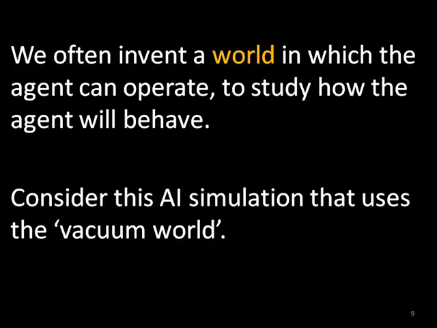Usually, we're not trying to make an AI that can operate in the actual physical world that we live in, because that's a very complex problem to solve. Usually, we invent a world in which the agent can operate to study how the agent will behave. We're usually doing this in order to simulate some specific scenario that actually does exist in the real world. And I'll give you an example of this using an AI simulation that's known as Vacuum World.